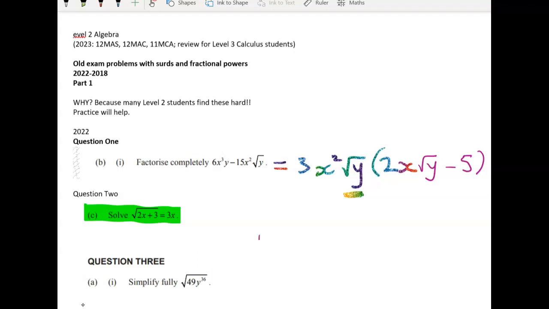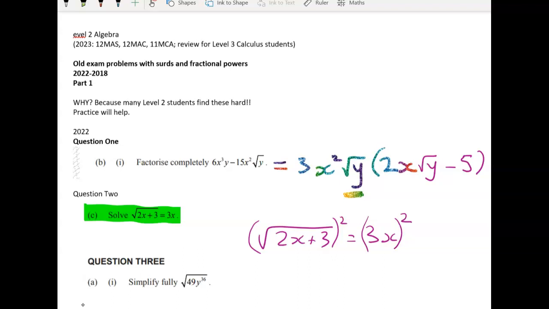So we've got the square root of 2x plus 3 is equal to 3x. Yuck. I can't do much with that. But what I can do is I can square both sides. So if I square a square root, I'll get something nice and easy, and I have to do the same to both sides of the equation.